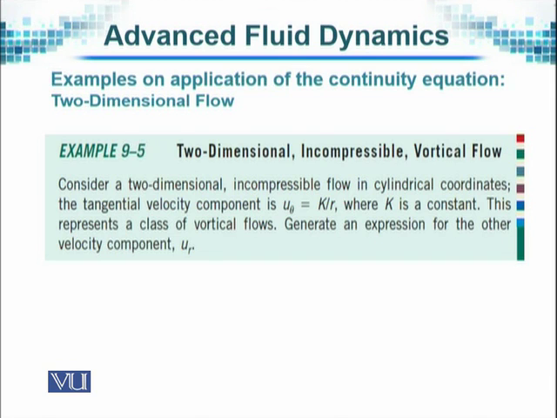The tangential velocity component u theta is given as equal to k by r. K is some constant, so u theta is changing as 1 by r. That means it is inversely proportional to r. As r increases, the u theta decreases, and as r decreases, u theta increases. This represents a class of vortical flows. Generate an expression for the other velocity component that is in the radial direction, and we denote it by ur.